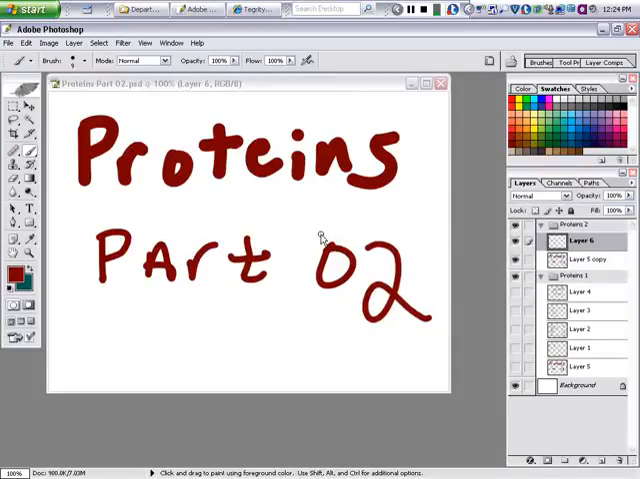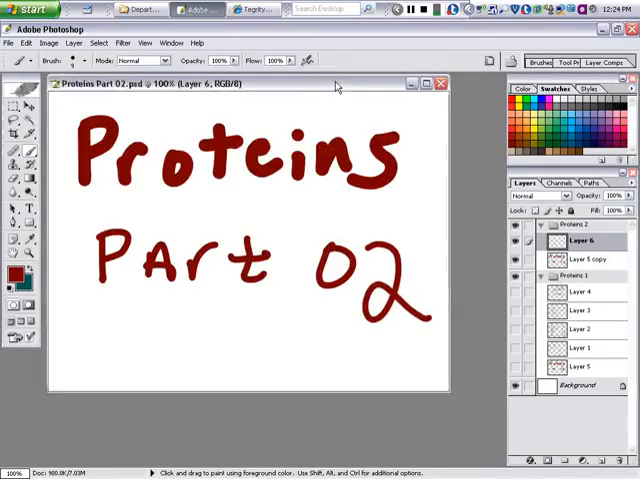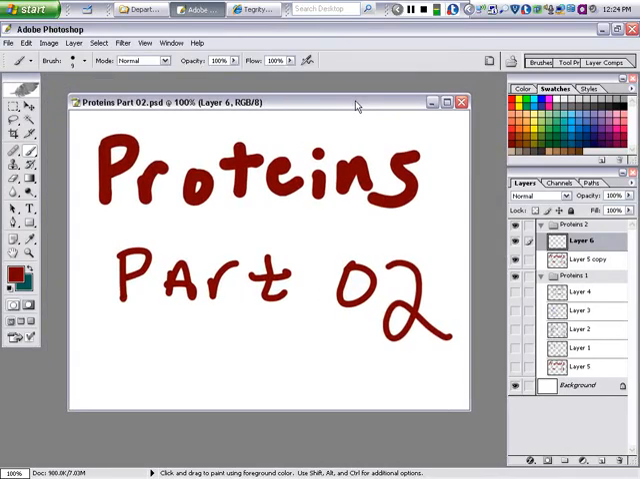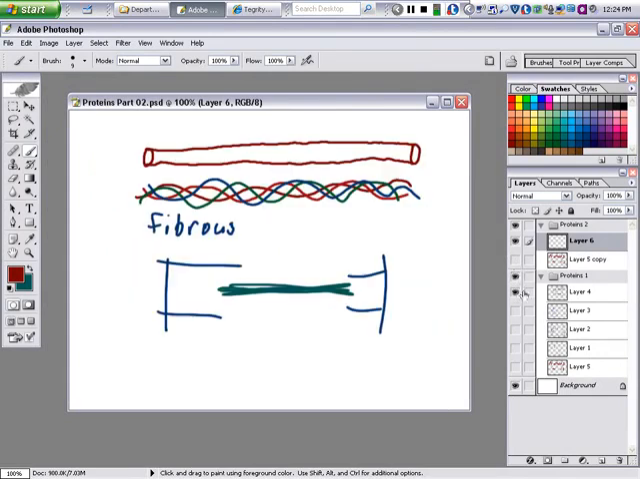Hello students, welcome back. Let us continue where we left off last. Proteins Part 2. When last we met, we stopped with the different types of proteins.